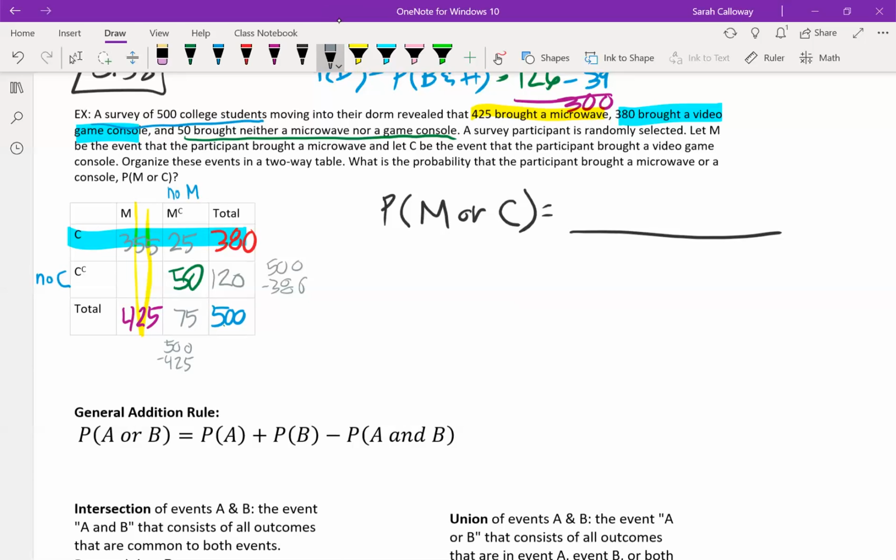And then the final number here that didn't bring a console, I really have two options. I can either do 425 minus 355 to get this, or I can do 120 minus 50. They should both give me the same number, which is 70. Okay, so now that I have my two-way table, I can find the OR.